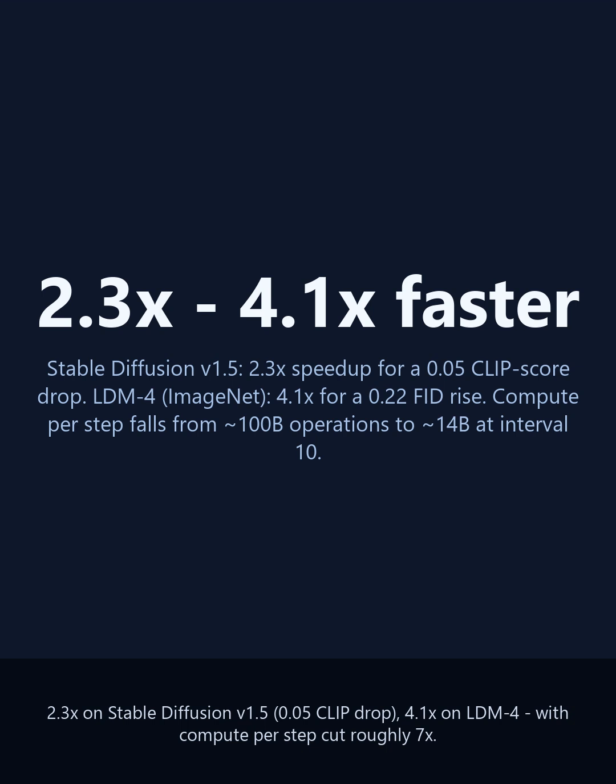Now the numbers. On Stable Diffusion version 1.5, DeepCache delivers a 2.3 times speedup with only a 0.05 drop in CLIP score. On the LDM4 ImageNet model, it hits 4.1 times faster for just a 0.22 rise in FID. Compute per step falls sharply too, from about 100 billion operations down to 14 billion at an interval of 10.